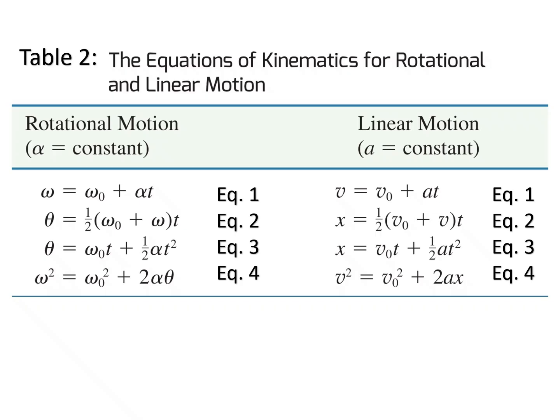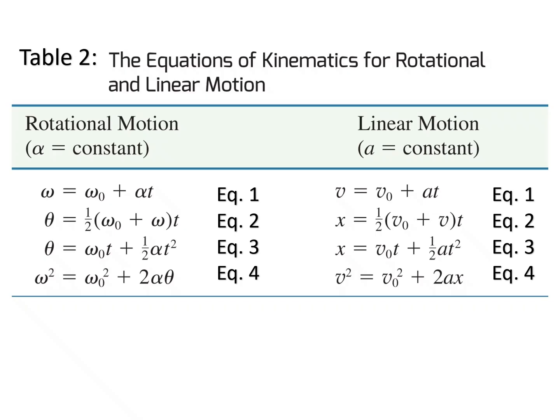For example, if time is involved and you need final angular velocity, use the equation that connects initial angular velocity, angular acceleration, and time. If time is not given but angular displacement is given, use the equation that connects angular velocities, angular acceleration, and angular displacement. This table is your equation choice map. The examples coming next will show how to use it efficiently.